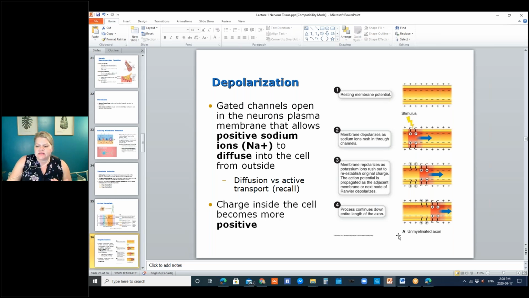So this causes the inside of the cell to become more positive at this region, right? You have the stimulus, it reaches threshold, all of the sodium ions rush in through the channels, and this section is more positive compared to its adjacent region.